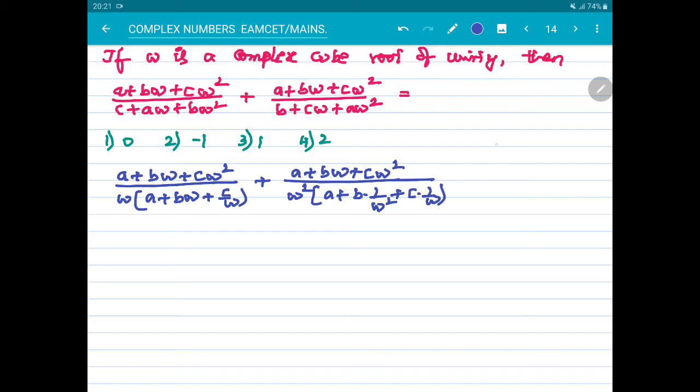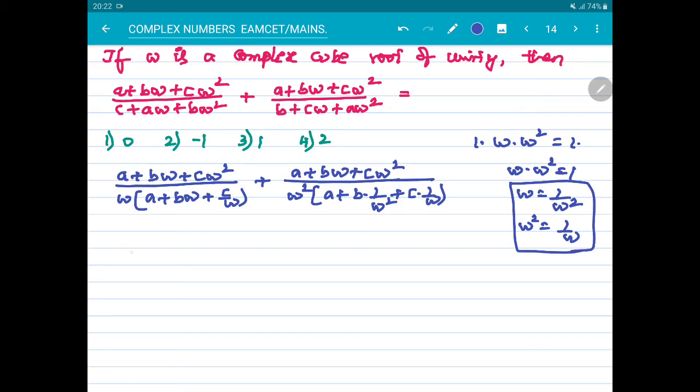But mind you one thing, the product of the cube roots of unity is 1. So omega cubed is equal to 1. Omega is equal to 1 by omega^2, and again omega^2 is equal to 1 by omega. These two are important properties. Let us apply these two properties in this form. Please do not touch the numerator.